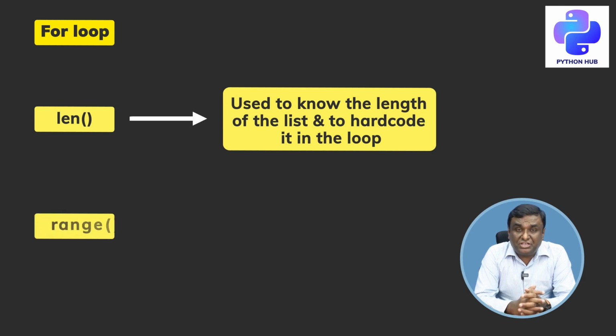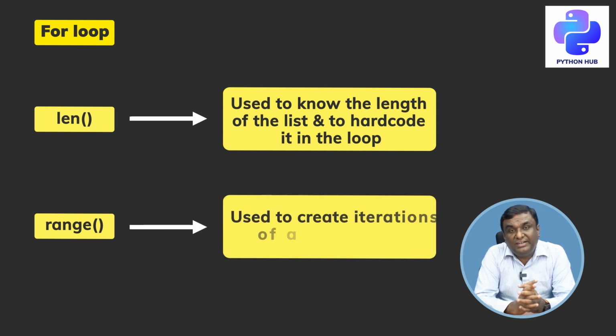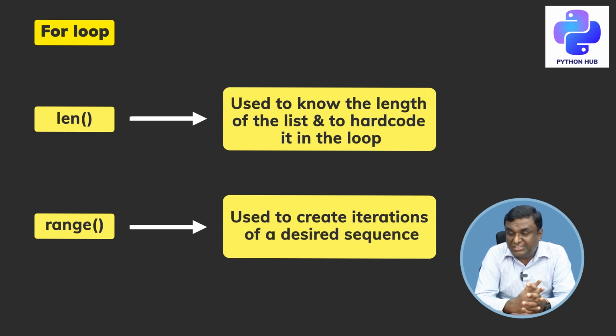When I use range, this is another function very similar to len. When I use range, it is helping me to create iterations of a desired sequence. Instead of going through the full number of items in the list, here I am saying that I will do it only for a certain range. Range means I am going to give the starting point and I am going to give the end point. So it is going to help me to just run the for loop only for these items given in the range between the starting and the ending point. So I hope you have understood what for loop can do for you.